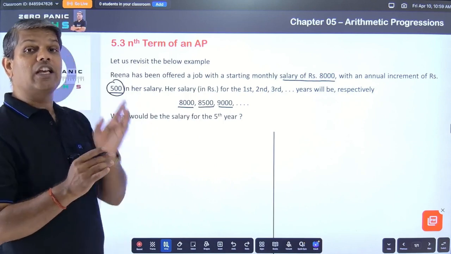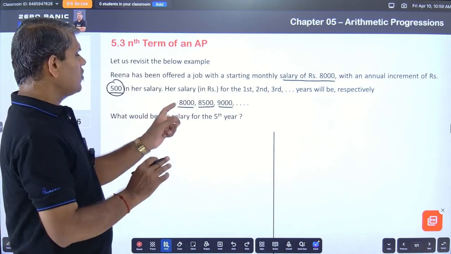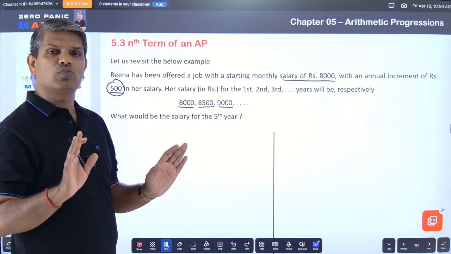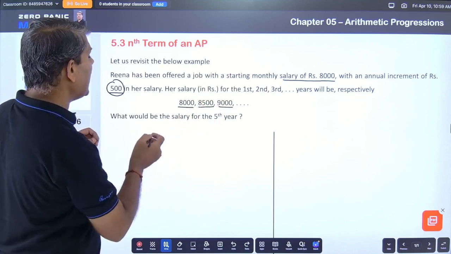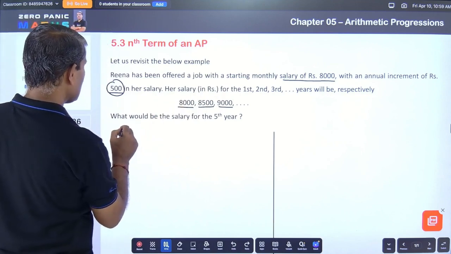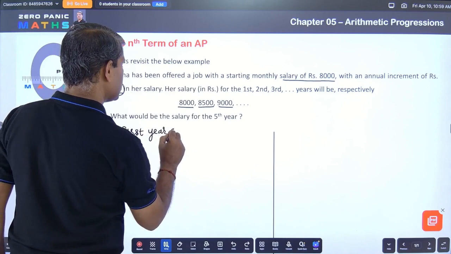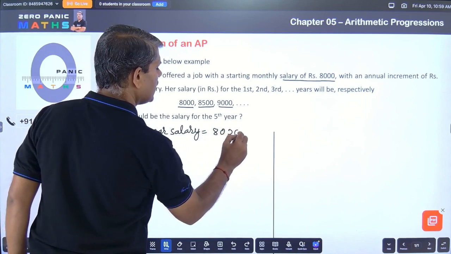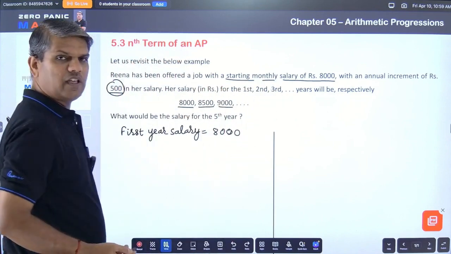How do you calculate the salary for the fifth year with the given knowledge? We know that we are going to add 500 to the previous year to get the salary of the next year. Assume that we only have that knowledge to get the salary of the next year. So with that, how do you find out the salary for the fifth year? For the first year salary, as it is already given, the first year salary is equal to 8,000, because that is the starting monthly salary.